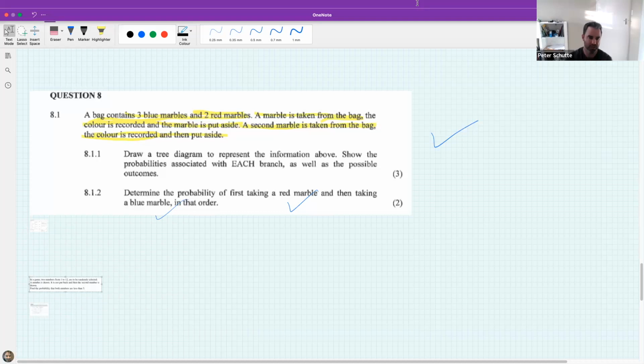See if you can draw the tree diagram, and then if you have a question, don't be afraid to ask, and we can chat further.